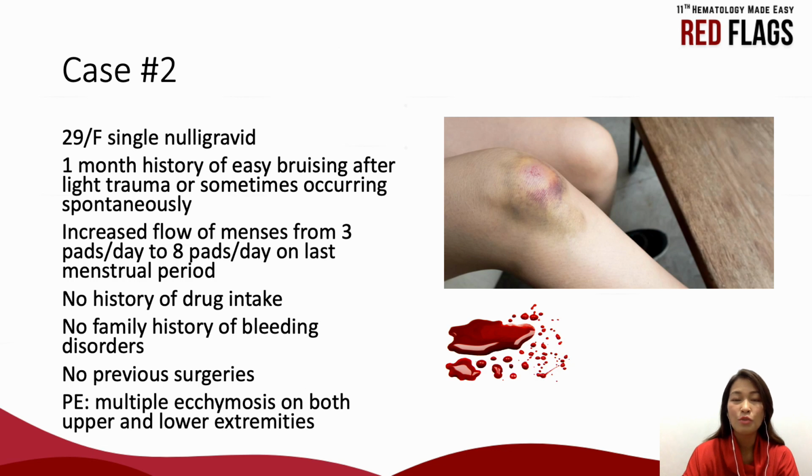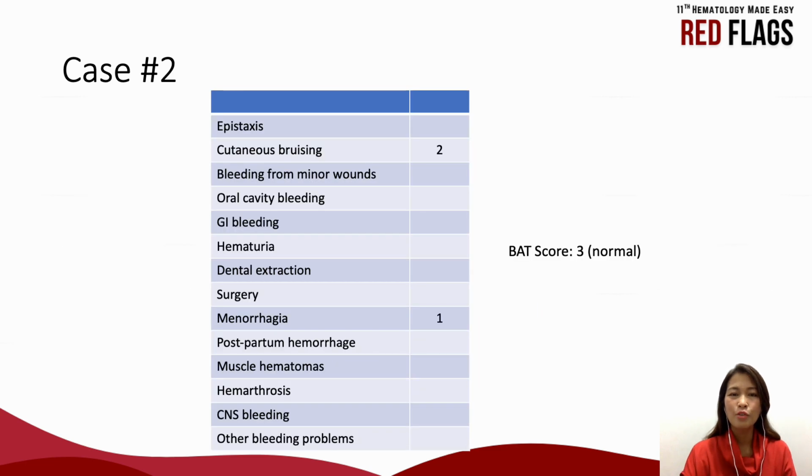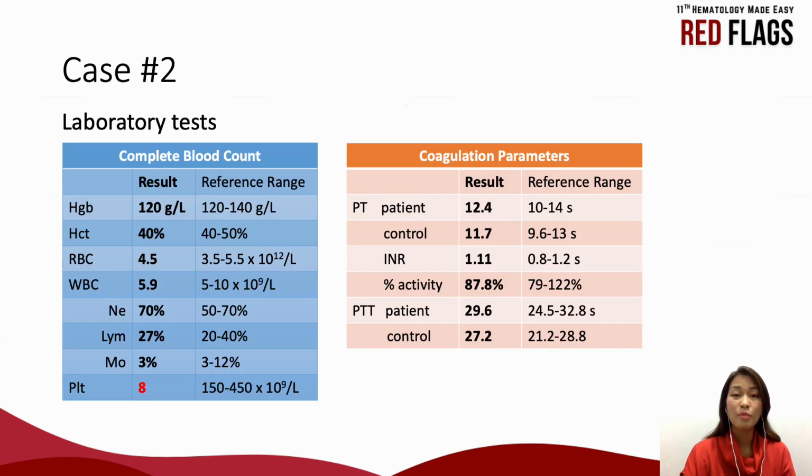Physical examination revealed multiple ecchymosis on both upper and lower extremities. Using the bleeding assessment tool, she will only get a score of 3 for cutaneous bruising and menorrhagia, which is also not supportive of an underlying bleeding disorder. But because of the menorrhagia and the easy bruising, you decided to do basic laboratory workup. So the PT and PTT were normal, but the CBC revealed a platelet count of 8.